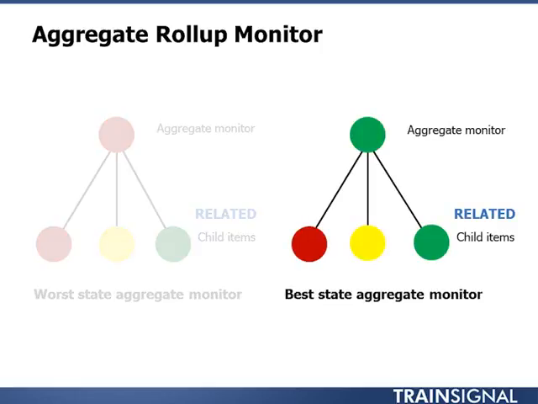Or conversely, you've got a best state health monitor. This is the opposite. This is going to tell you what the state of the group is with the best health. So in the case of your 8 DNS servers, as long as one is operating, then all of your services can operate theoretically. So, as you roll up, you may look at that and say, well, then the aggregate monitor will be green.